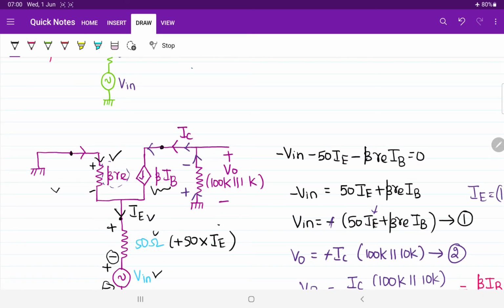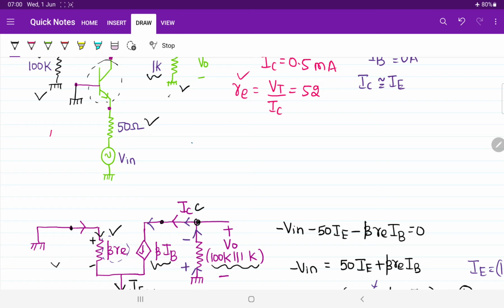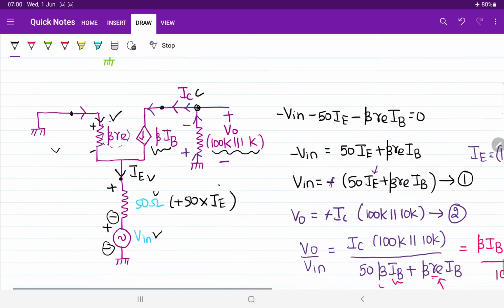That is what I did here. 100 kilo ohm and 1 kilo ohm are both connected in parallel. That too, they are connected across the collector terminal only. Similarly, if you observe the emitter terminal, we have a 50 ohm resistor and the input voltage Vin.